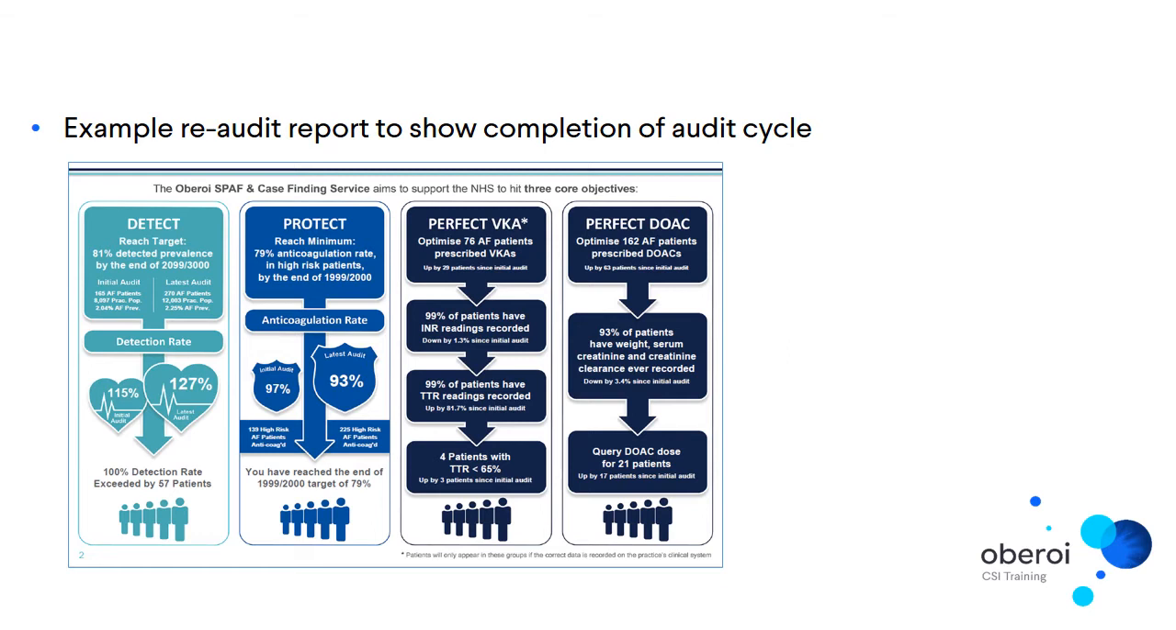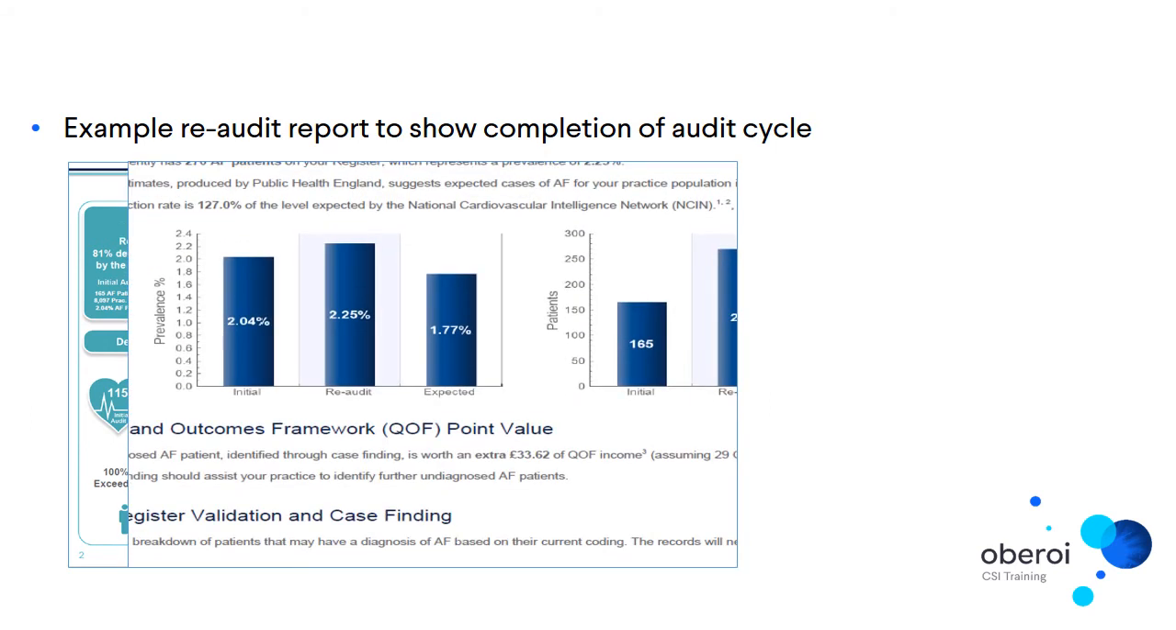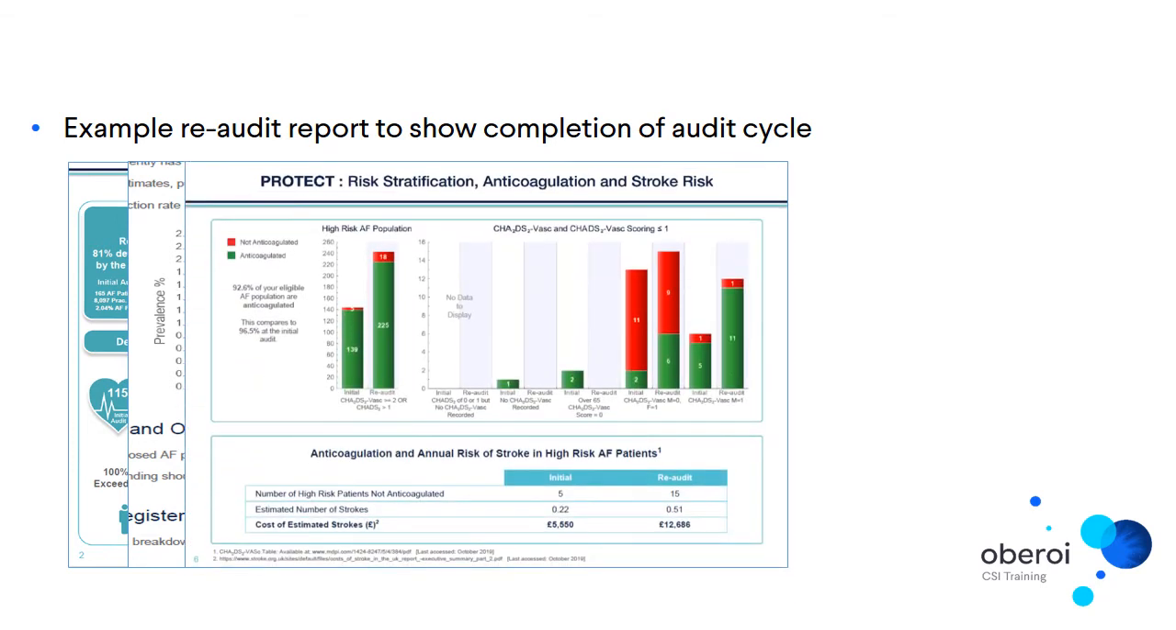Then how many patients have had their warfarin reviewed and got time in therapeutic range readings, INR readings recorded, etc. And then how many patients have had their weight, serum creatinine and creatinine clearance recorded. So that's showing the changes that have been made. So we can see here the register from initial to re-audit has gone up. You can see here the difference in the numbers.